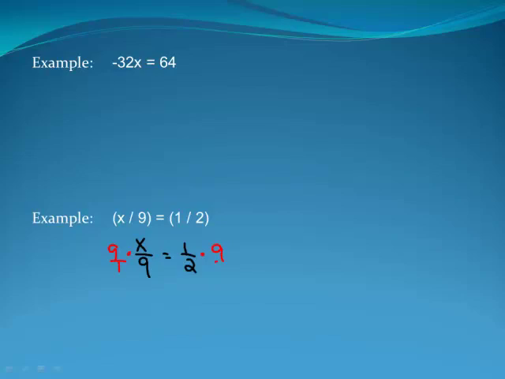Opposite of division is multiplication. Recognize that that 9 can be written as a fraction if you want. Just write it as 9 over 1. Here your 9's cross cancel out from our review of fractions, or you can think about it as 9 divided by 9 is 1, and 1 times x is just x on our left-hand side. Right-hand side, do the math. 1 times 9 is 9. 2 times 1 is 2.